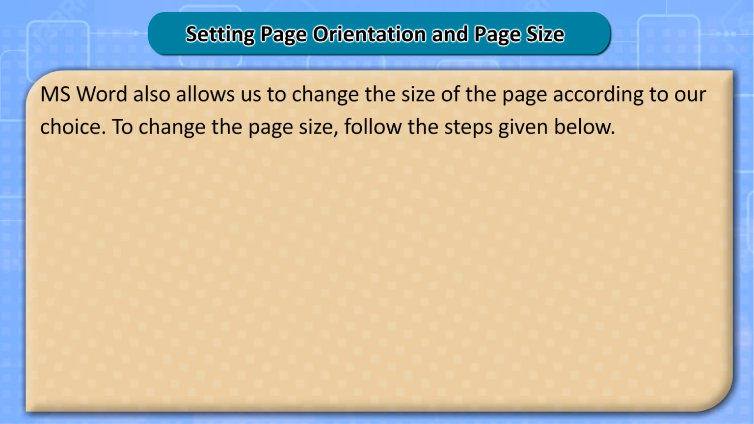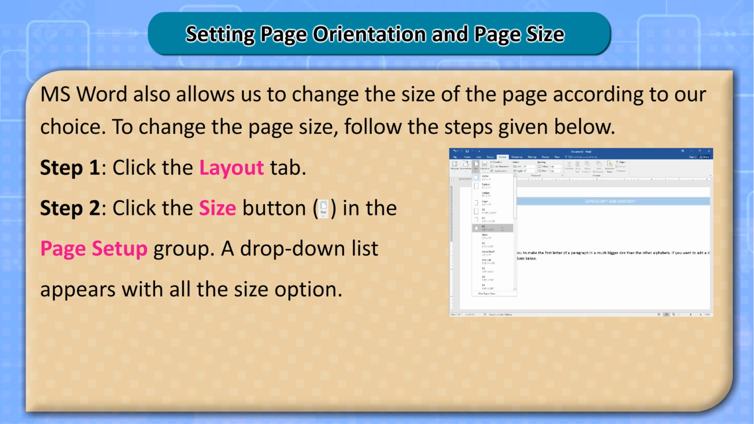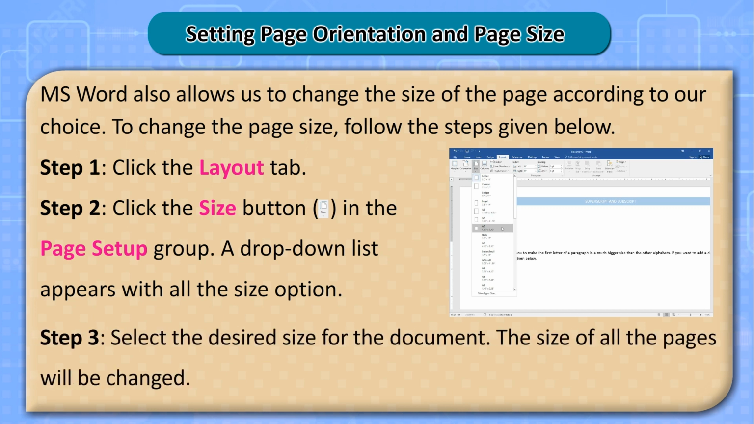MS Word also allows us to change the size of the page according to our choice. To change the page size, follow the steps given below. Step 1. Click the Layout tab. Step 2. Click the Size button in the Page Setup group. A drop-down list appears with all the size options. Step 3. Select the desired size for the document. The size of all the pages will be changed.